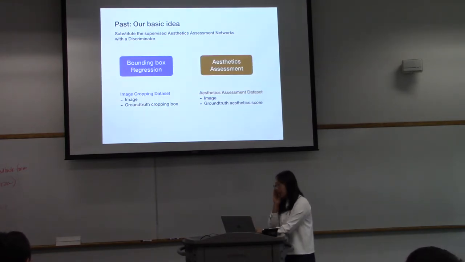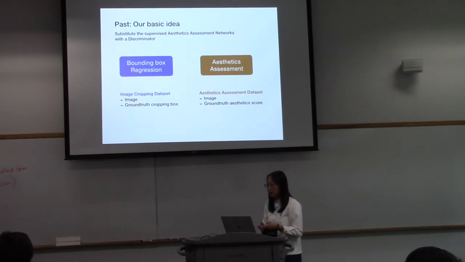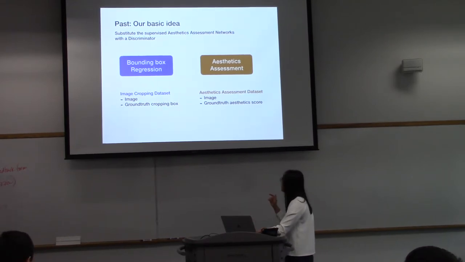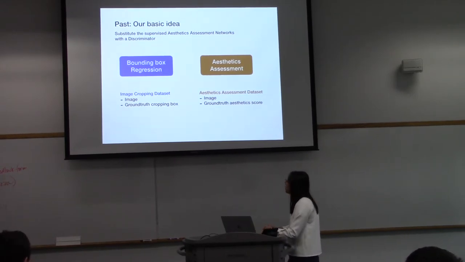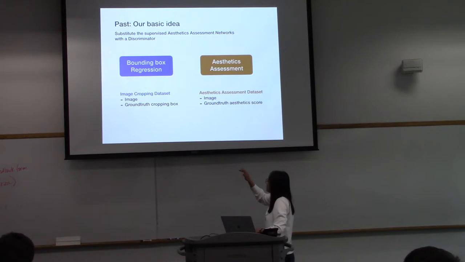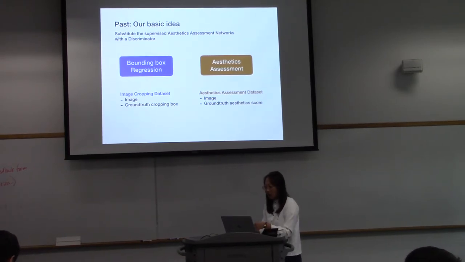But the introduction of the assessment network brings some other problems. For one thing, as I said, we need a large amount of additional data and annotations of the aesthetic score to train the assessment network. And because basically those scores are annotated by photographers, it is very expensive. Also, the assessment network is trained on a completely different data set, so the assessment network may not be sensitive enough for the cropping task.